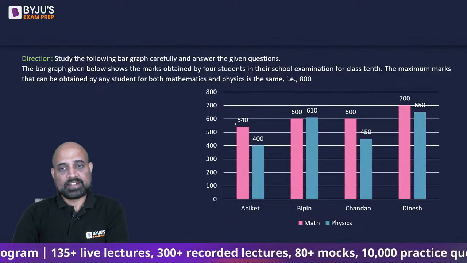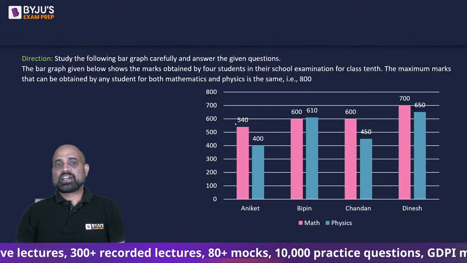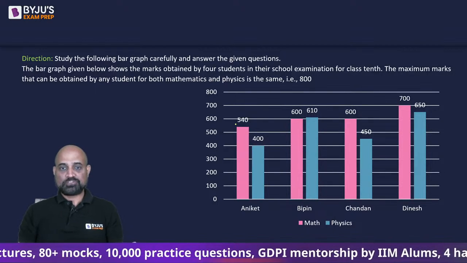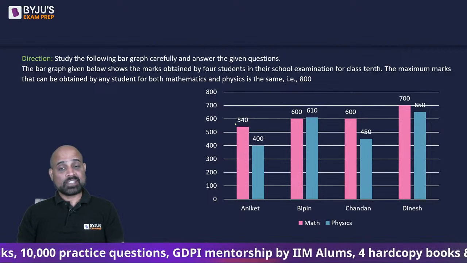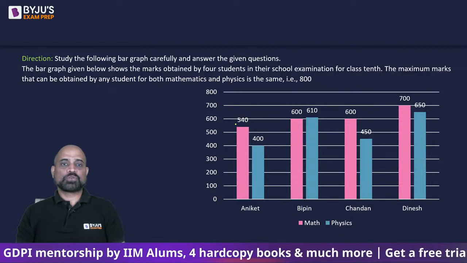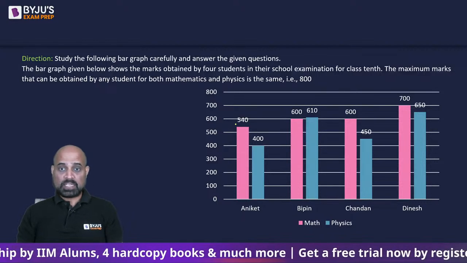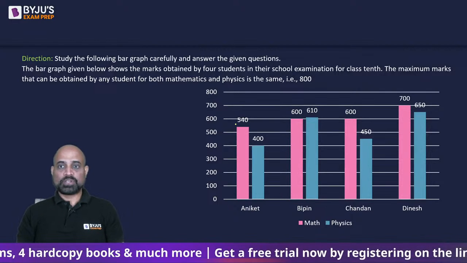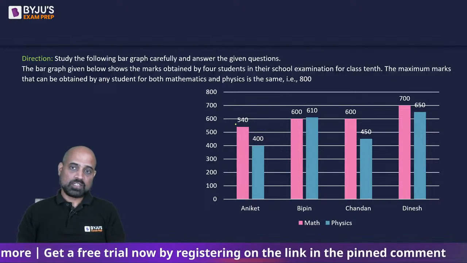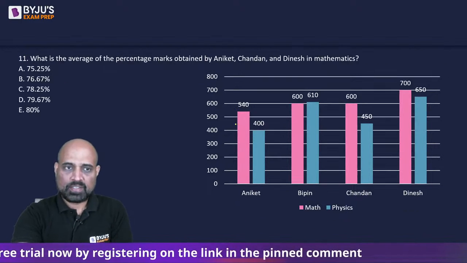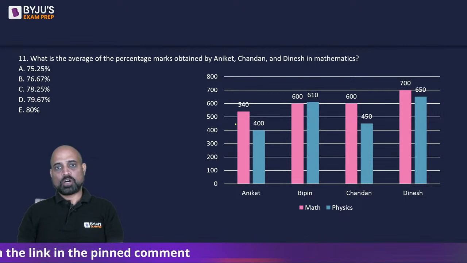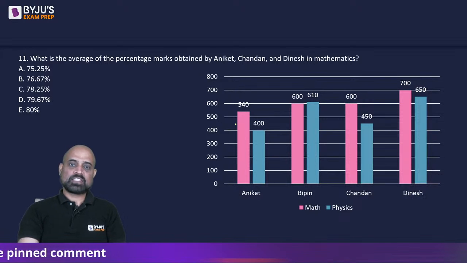Okay. DI. Study the following bar graph carefully and answer the given questions. The bar graph given below shows the marks obtained by 4 students in their school exam for class 10th, A, B, C, and D. The maximum marks that can be obtained by any student for both mathematics, which is pink in color, and physics, that is blue in color, is 800. So maximum marks 800 hai in each of the two subjects, and these are the marks obtained by them. The first question is, what is the average of the percentage marks obtained by A, C, and D in mathematics?